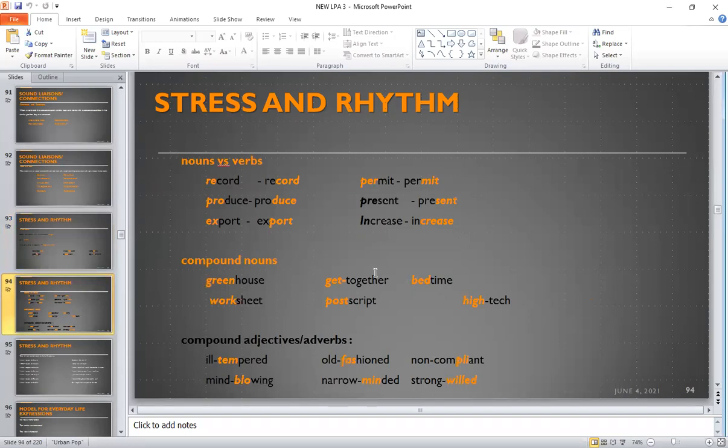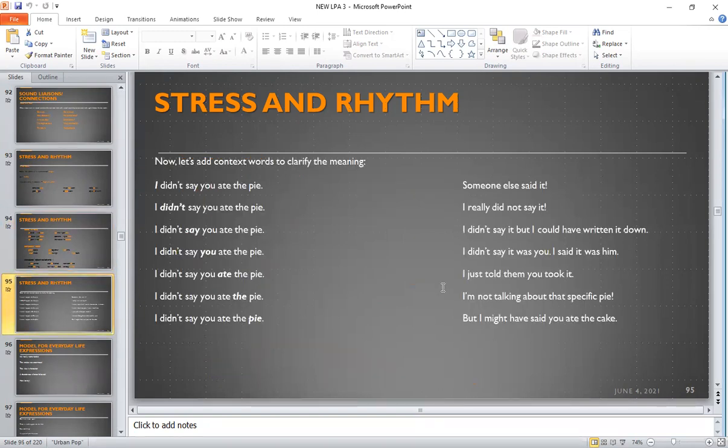We have already discussed this, the record and the record. I'm just showing it again to you. Nouns and verbs: you'd be able to see the difference in meaning depending on where you put the stress. We've already gone through this. This is a sample of where you put the stress and how the meaning changes if you put the stress on different parts of the words.